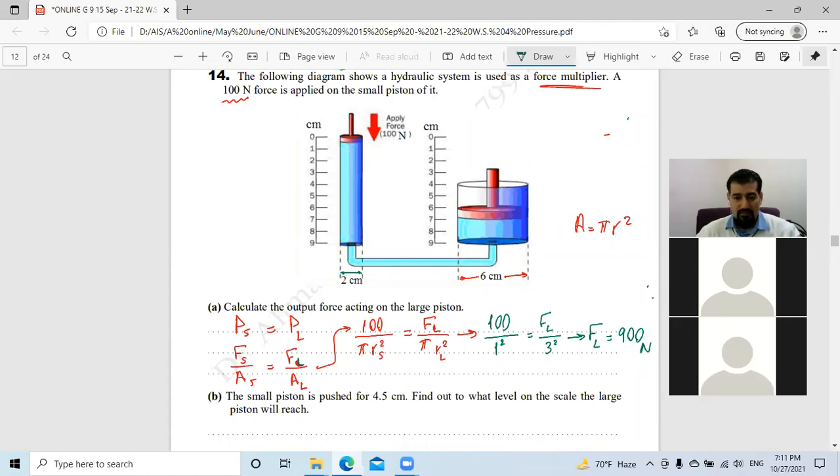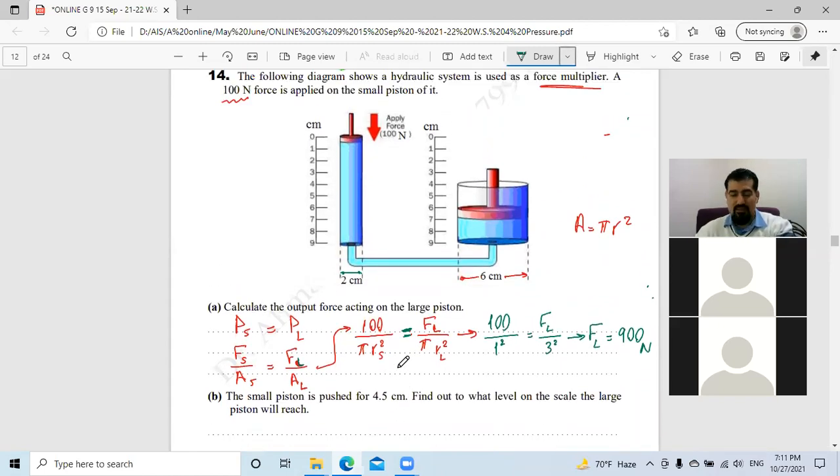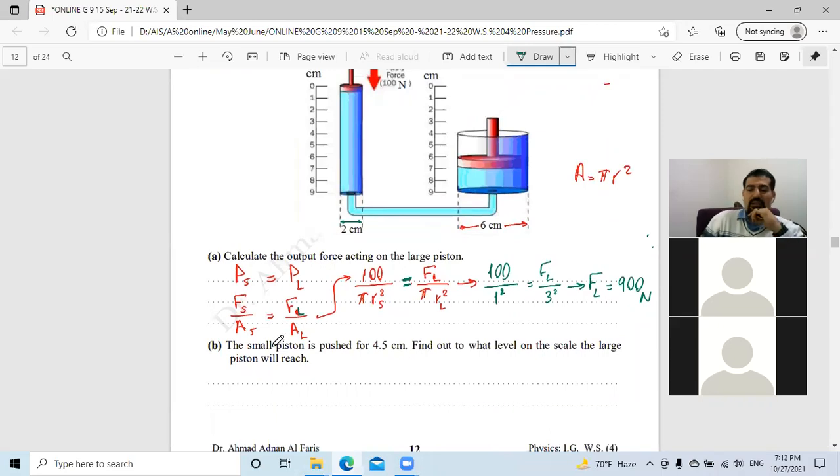Mister, how did you cancel the pi? Pi with pi, there's an equal sign here. Multiply by pi on both sides. I can't do that in math, right? Can I? Okay, I understood now. Yes, thank you. Then what do they ask here?